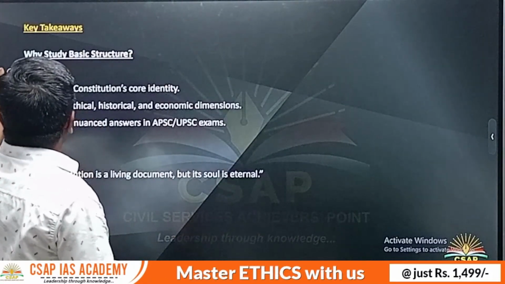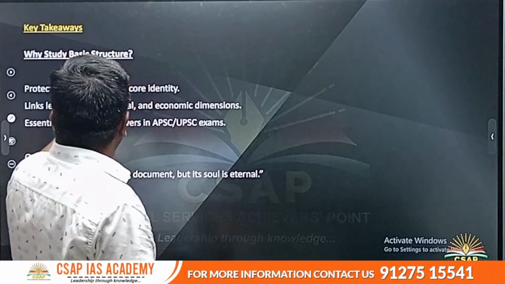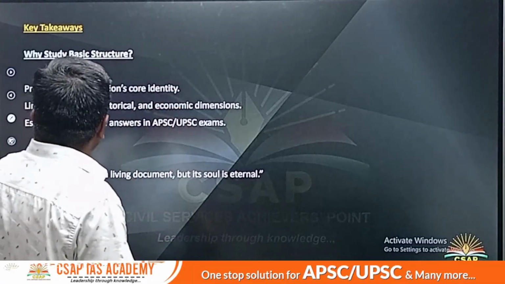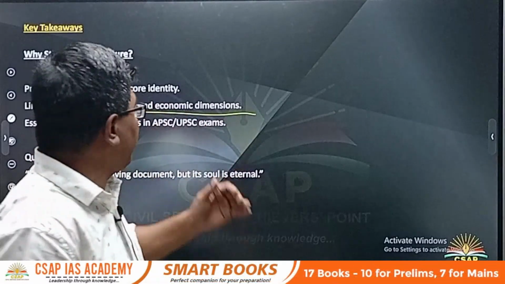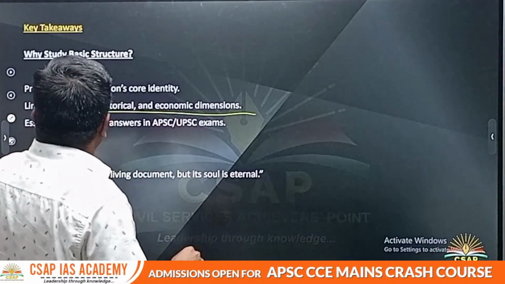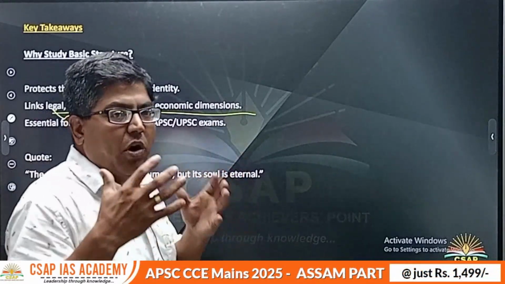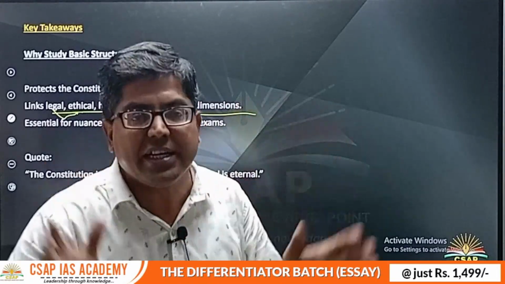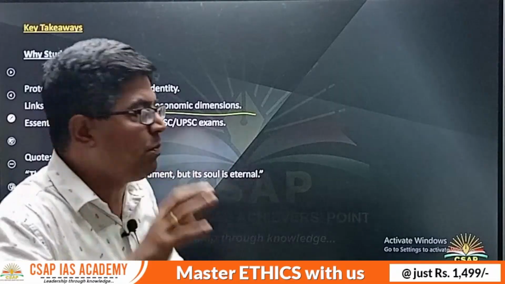So I think this one I have discussed. What are the key takeaways? It protects the basic structure, basically protects the constitution and its core identity, the essence of the constitution, and links legal, ethical, historical, and economic dimensions. The discussion on constitutional amendment and basic structure helped us link these legal, ethical, historical and economic dimensions. It is essential for a nuanced answer. We have also understood the importance of analyzing this topic from a multidimensional perspective, because this helps us write very nuanced answers for APSC and UPSC exams.